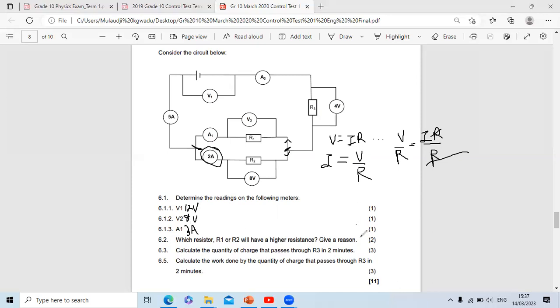And now I'm pretty sure you heard the reason. For this answer, your answer is going to be: R2 has the higher resistance, and the reason is because there is a lower amount of current flowing through R2 than in R1. That's your reason.